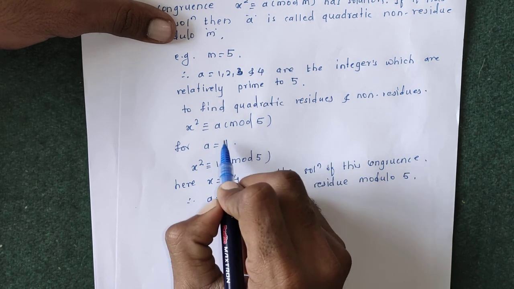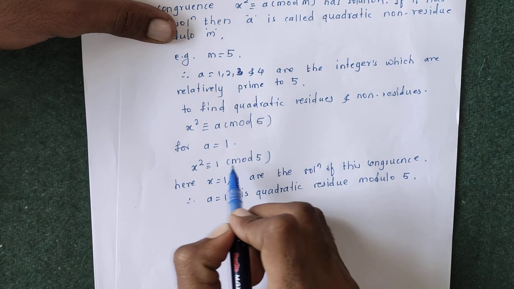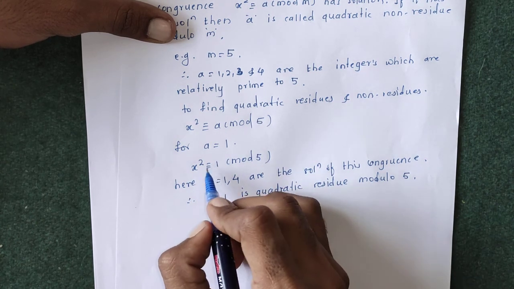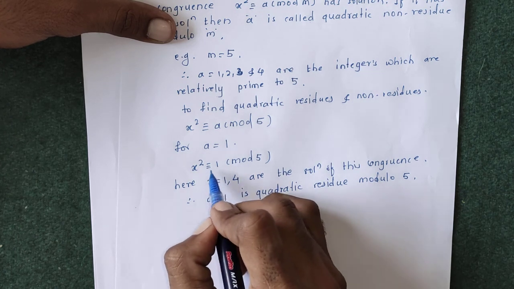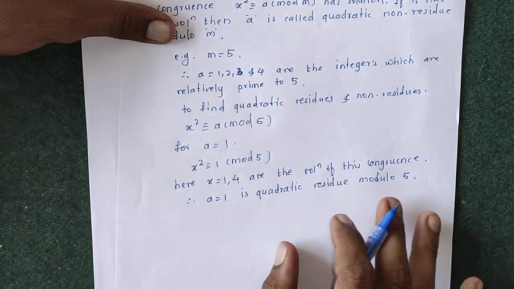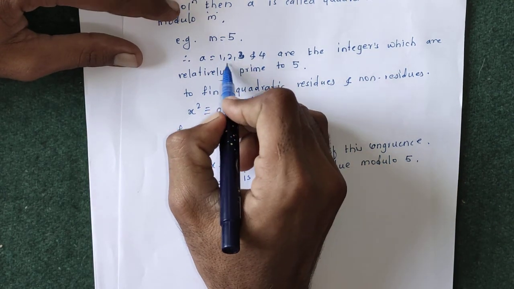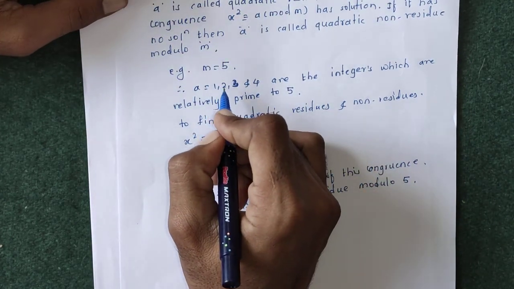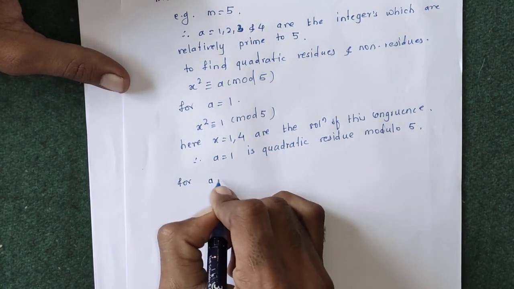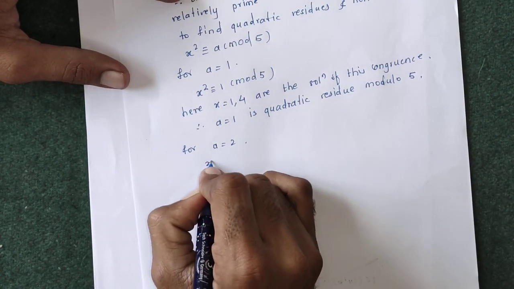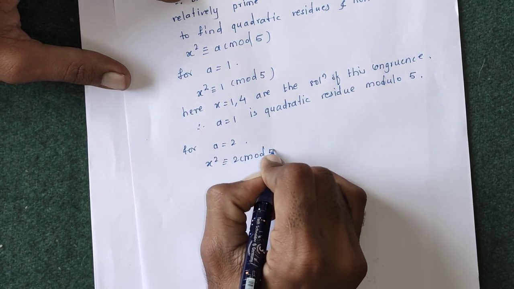So to find the quadratic residues or non-residues, we take the integers which are relatively prime to m one by one, take the congruence x square is congruent to a mod m, and find the values of x. If no x exists such that x satisfies this congruence, then we say this number a is a quadratic non-residue. So for a is equal to 1 we have done it, now we will check for a is equal to 2. Then x square is congruent to 2 modulo 5.